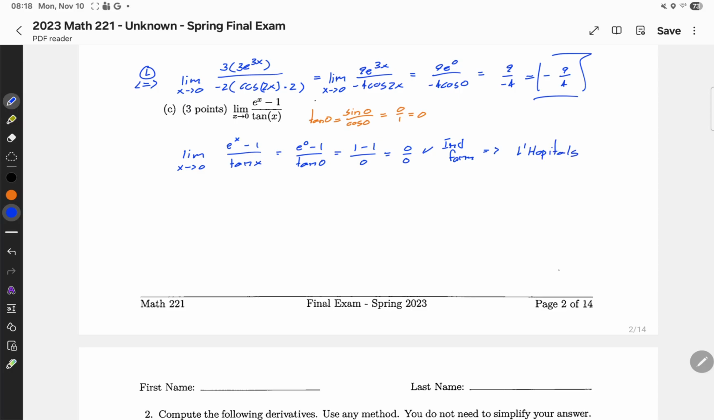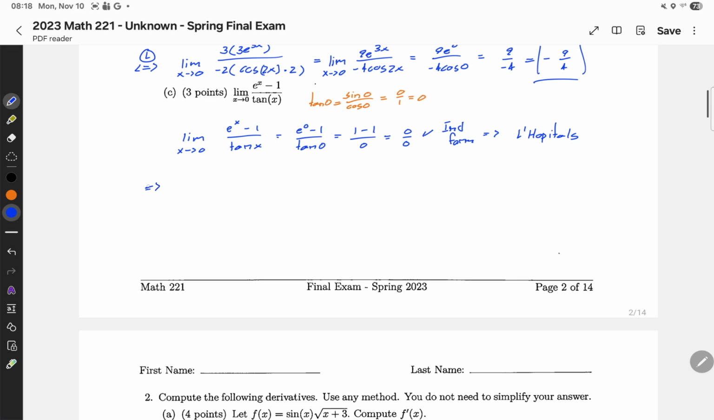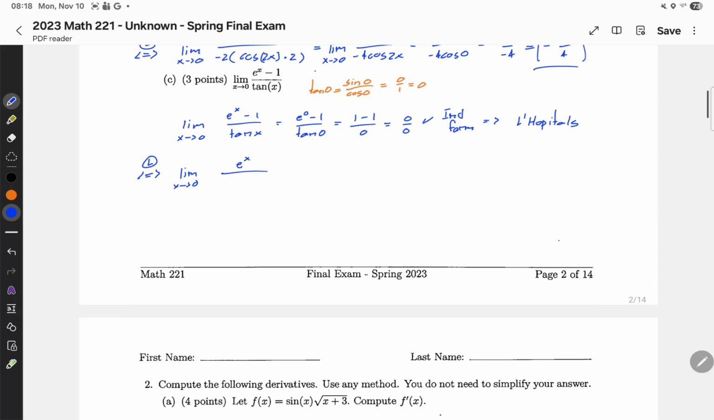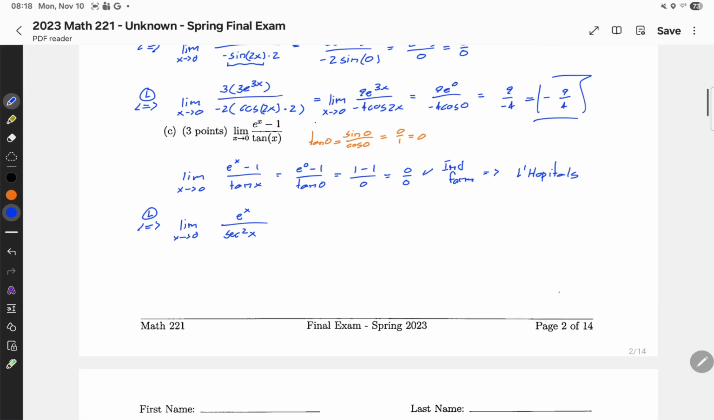Perfect. All right. So by L'Hopital's, we get that this is equivalent to the limit as x approaches 0 of the derivative of e to the x, which is just e to the x. The derivative of 1 is just 0, right? And now the derivative of tangent, this one's a little bit trickier, but hopefully you remember that's going to be secant squared x. If you forget on the test, worst case scenario, you could absolutely differentiate sine x over cosine x using a quotient rule. I wouldn't recommend it. Try to remember that derivative, but yeah, you could absolutely do something like that if you forgot.